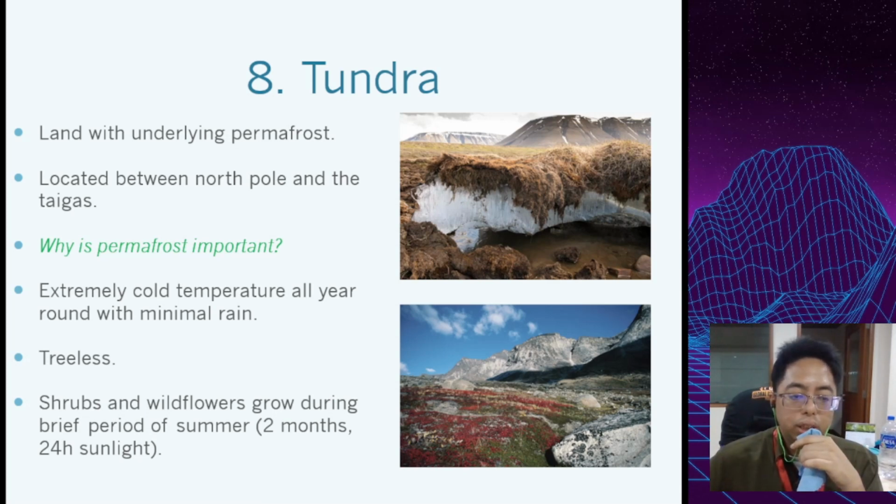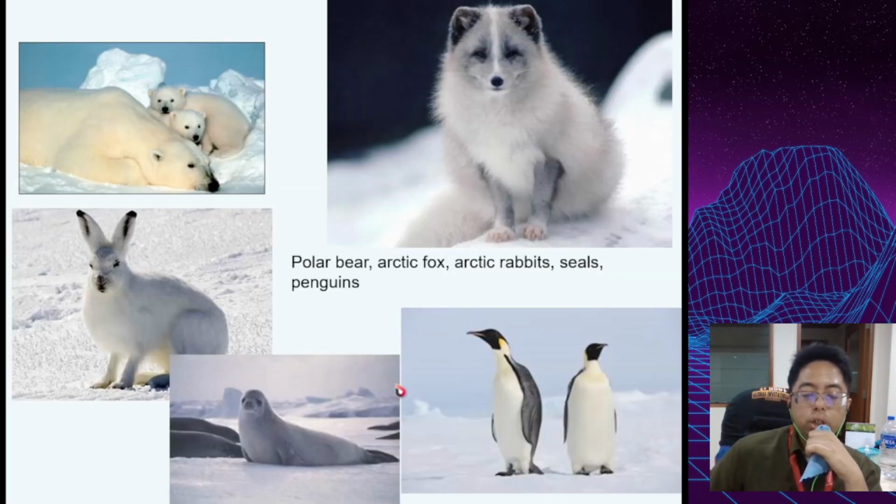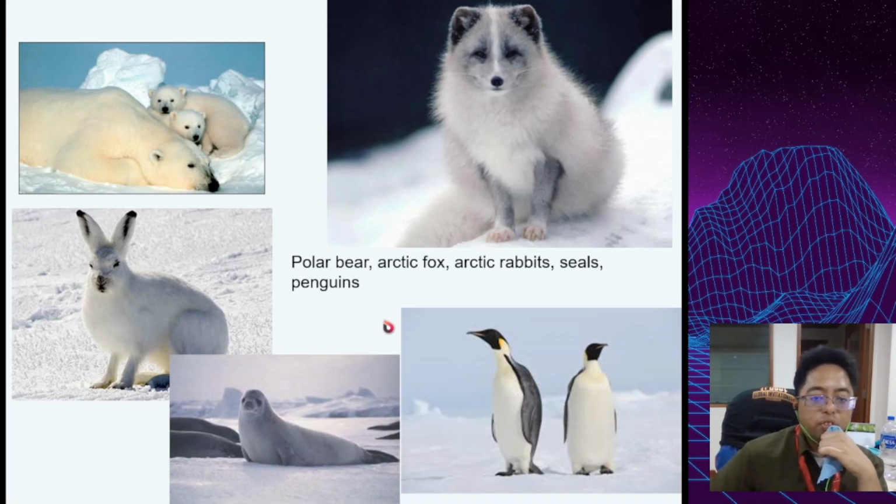In terms of temperature, it is extremely cold all year round with minimal rain. And it doesn't have any trees, it is treeless. But for a brief period in summer, 2 months, you have shrubs and wildflowers that grow. Why? Because during this time, due to the tilt of the earth, it actually has 24-hour sunlight. So the sun doesn't set. So here are the animals that live in the tundra: polar bear, the Arctic fox, Arctic rabbit, seals, and also penguins.